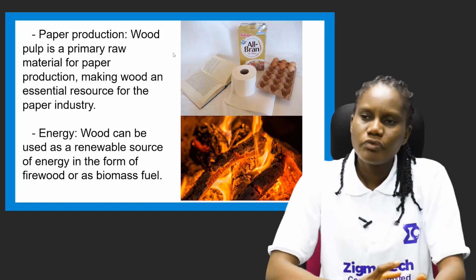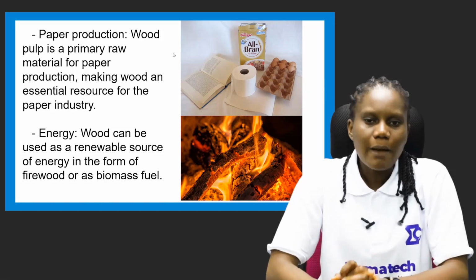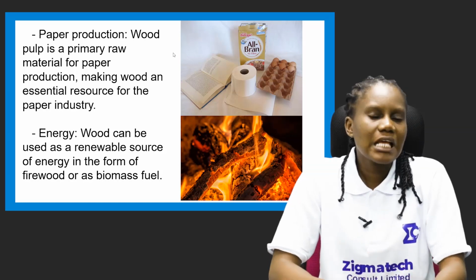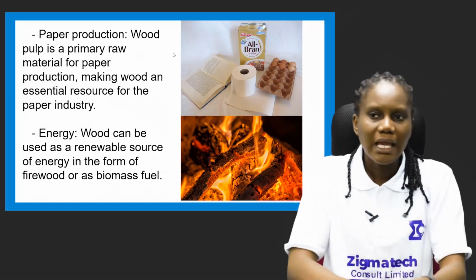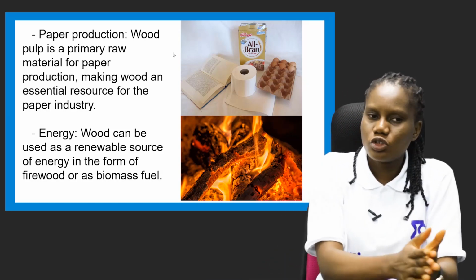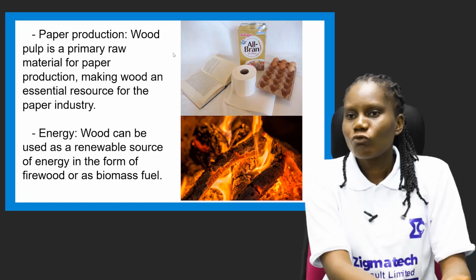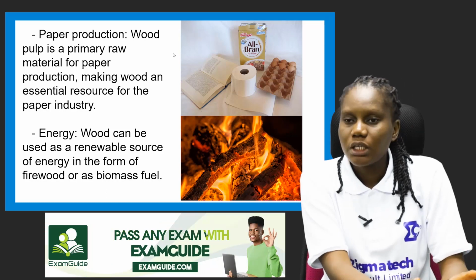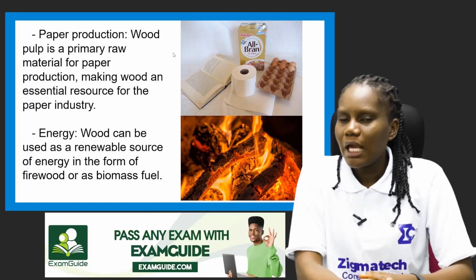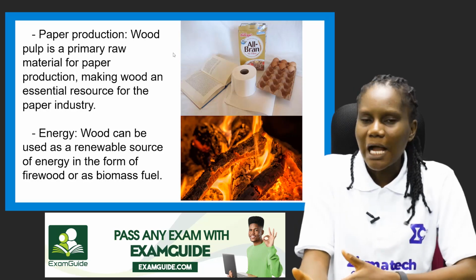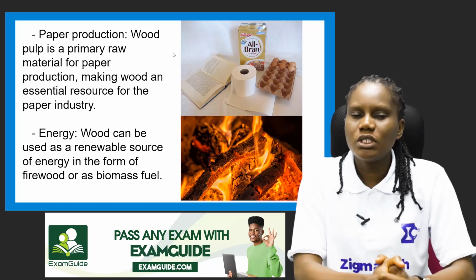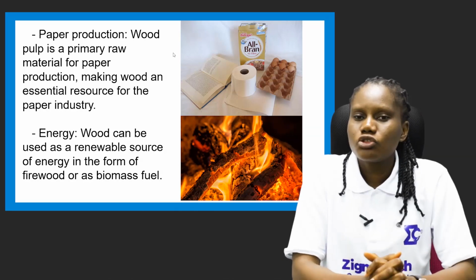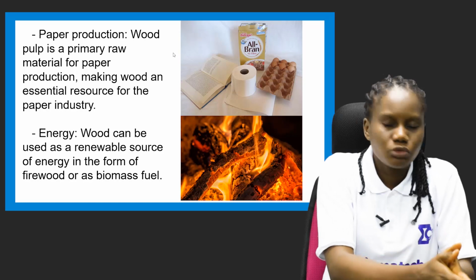I will do a recap before we go to the ExamGuide app and look at some questions. We have looked at wood, the different types of wood, talked about the softwood and the hardwood. Under the softwood, an example we looked at is manila wood gotten from the manila tree. And under the hardwood, we saw that examples are the obeche tree and mahogany wood, which is gotten from mahogany trees.